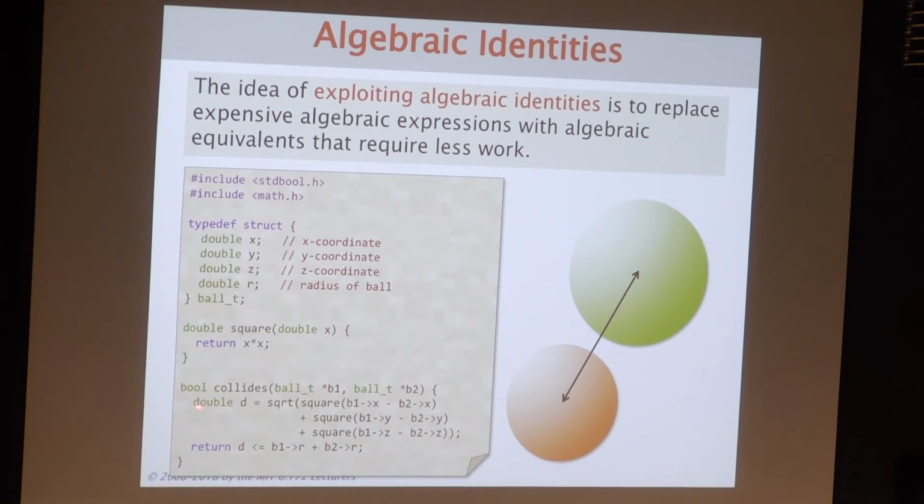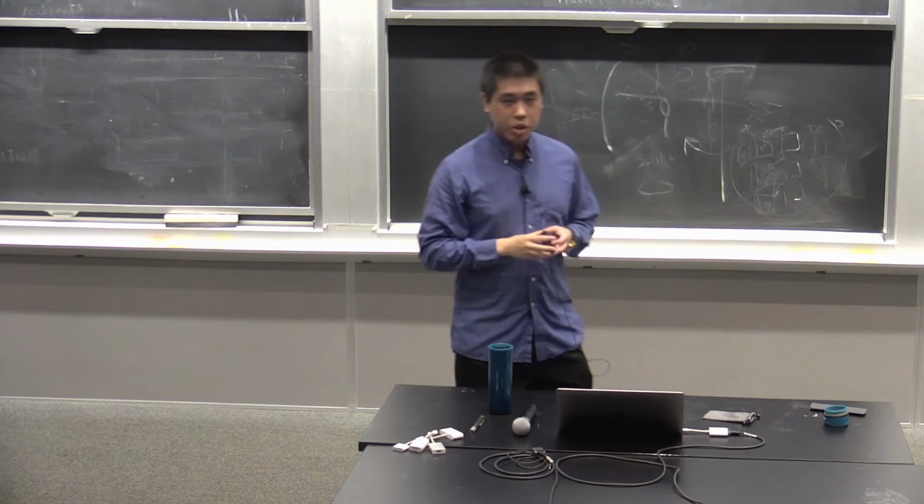And the collision test works as follows. We set d equal to the square root of the sum of the squares of the differences between each of the 3 coordinates of the 2 balls. So here we're taking the square of B1's x coordinate minus B2's x coordinate, and then adding the square of B1's y coordinate minus B2's y coordinate, and finally adding the square of B1's z coordinate minus B2's z coordinate. And then we take the square root of all of that. And then if the result is less than or equal to the sum of the 2 radii of the balls, then that means there's a collision, and otherwise that means there's not a collision.